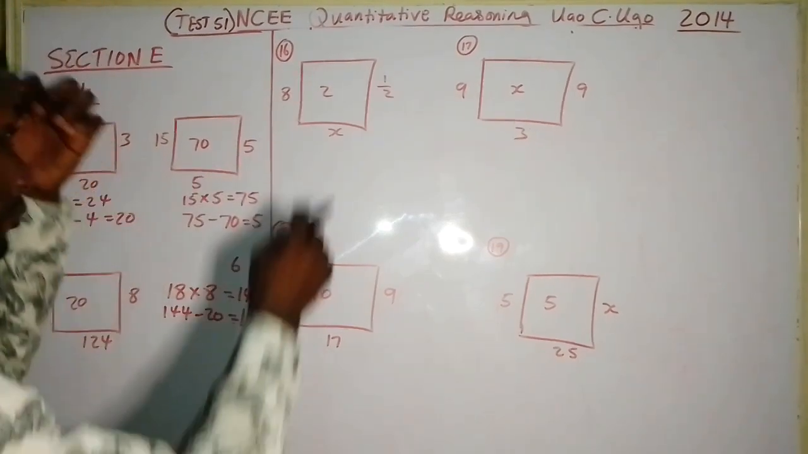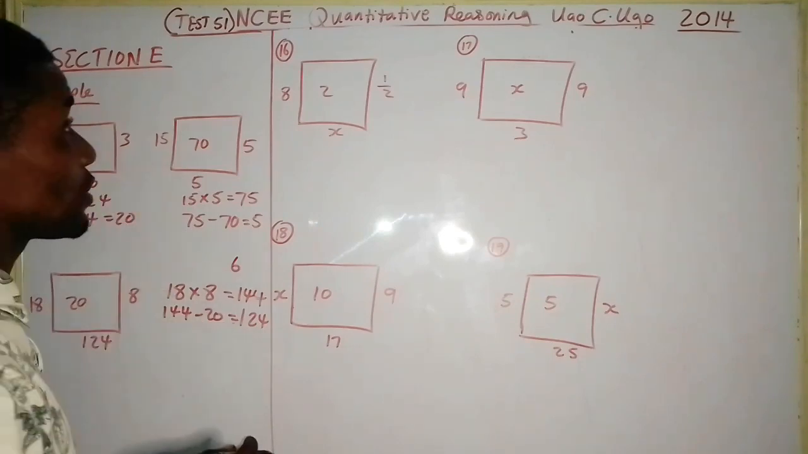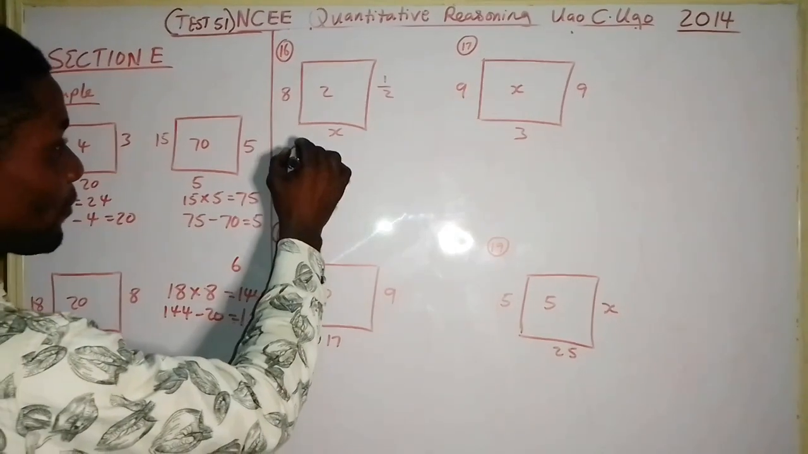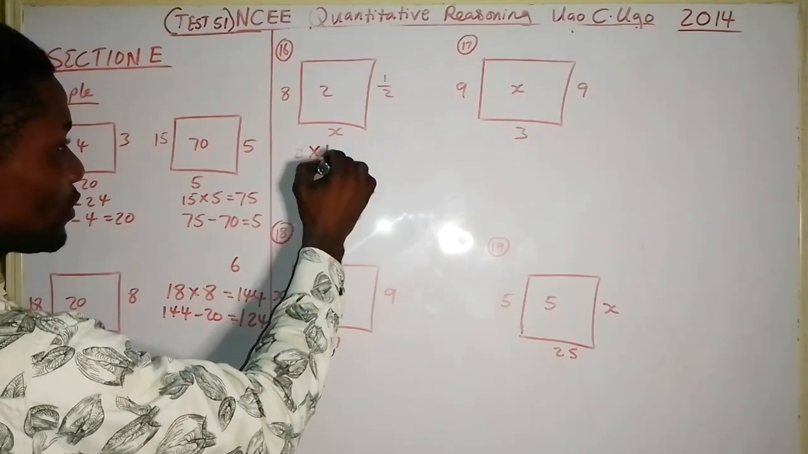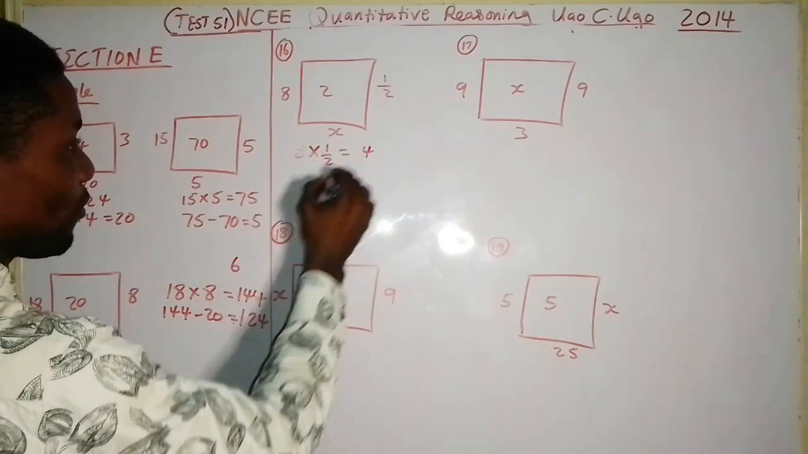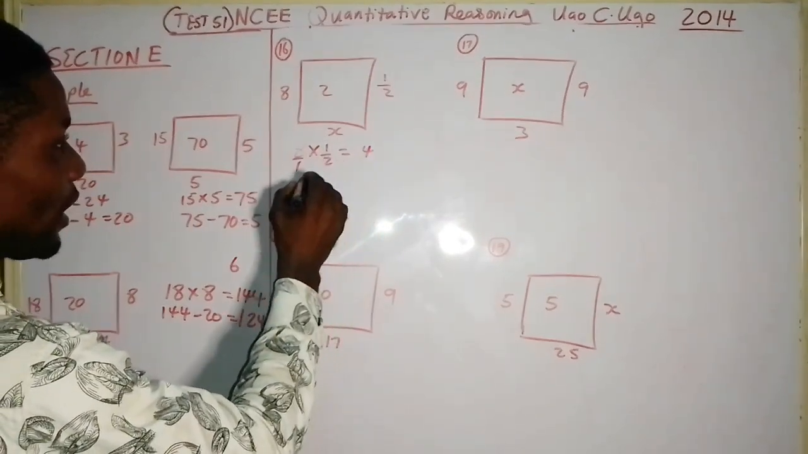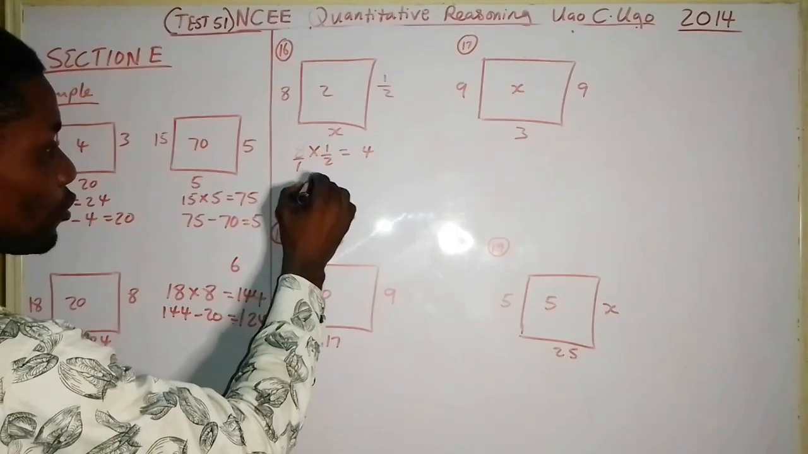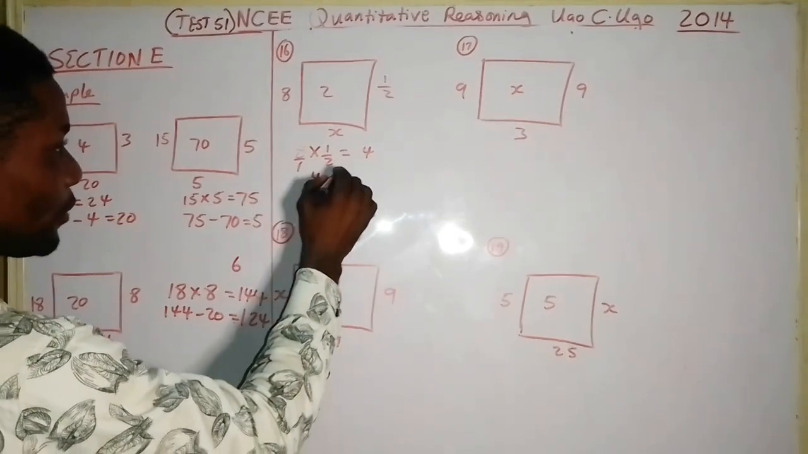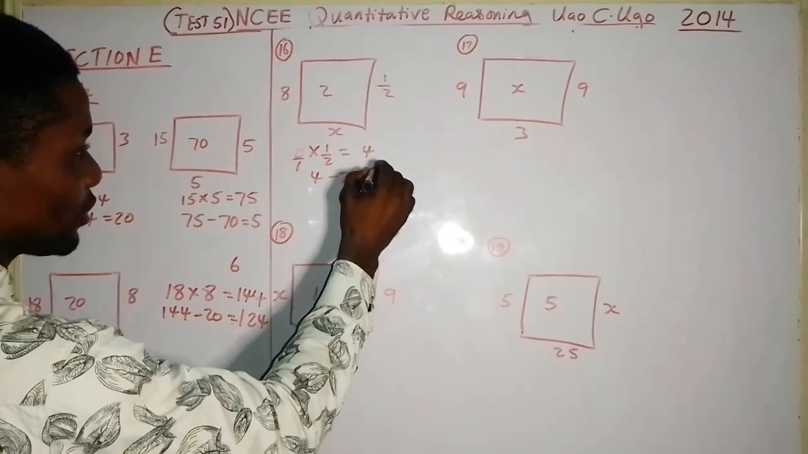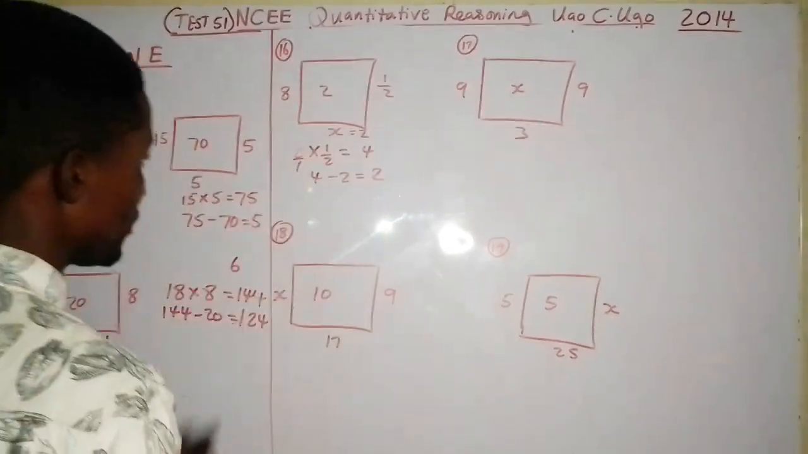Try this same method for the questions given to us, question 16 to 19. So let's go. 8 times 1 over 2 is going to give us 4. And we say 4 minus the 2 inside is going to give us 2. That means x here is 2.